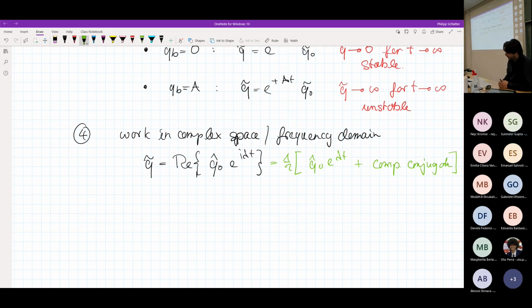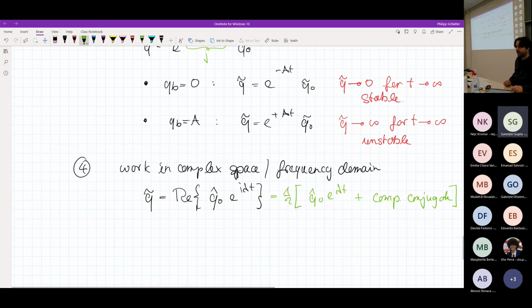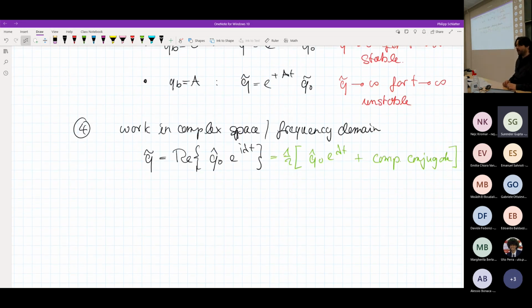Okay, I guess that's a good time to take a break. So we continue in 15 minutes, when we will analyze a little bit more how this way of writing everything in complex space gives us a better way of identifying exactly these stable and unstable fixed points. But now let's take a 15 minute break.